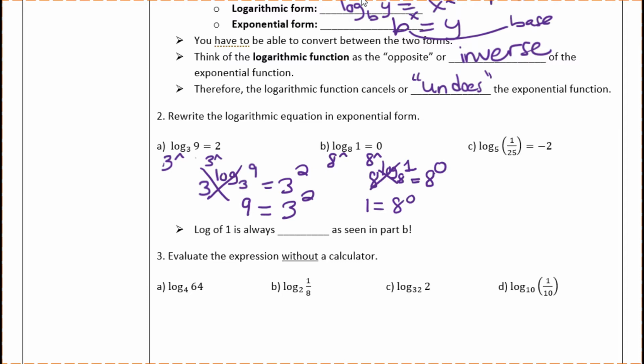Same thing going on here. The base is 5. So this is log base 5 of 1 over 25. So we're going to do 5 raised to both sides, and that's the only way that we can cancel out that log. So now we have 1 over 25 equals 5 raised to the negative 2 power.